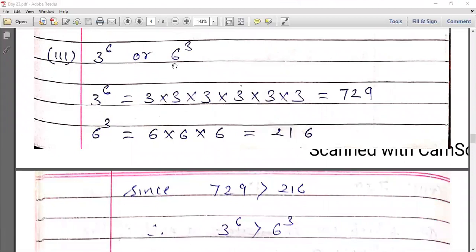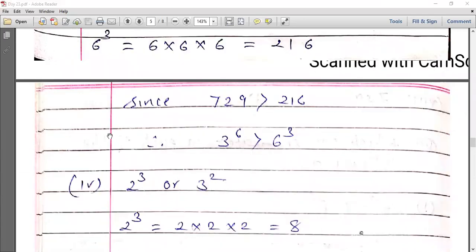3 raised to 6 or 6 raised to 3. The value of 3 raised to 6, on expansion and solving, will give you 729, whereas 6 raised to 3 will give you a value of 216. While comparing, you can see 729 is greater than 216. Hence, 3 raised to 6 will be greater than 6 raised to 3.